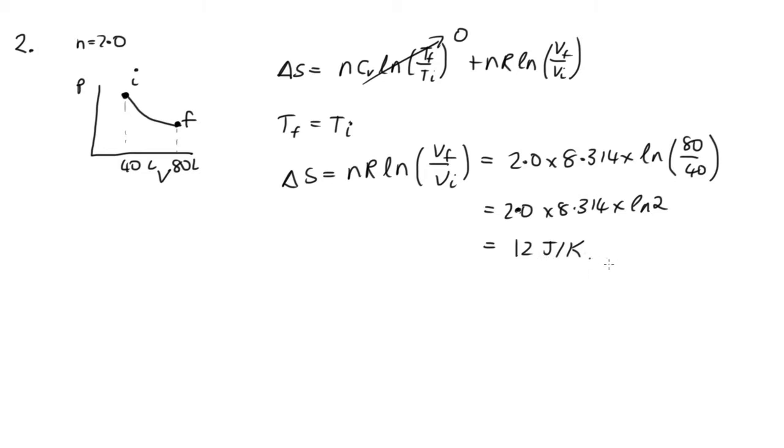That's to two significant figures. It's 11.5 to 3, but the moles was given to two significant figures, so we should give it to two significant figures. The volume was either 1 or 2, so we'll go with 2. And then it says, is this process reversible? And the answer is no.